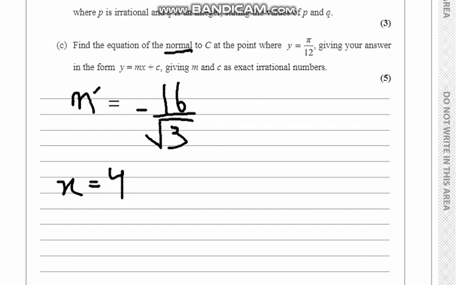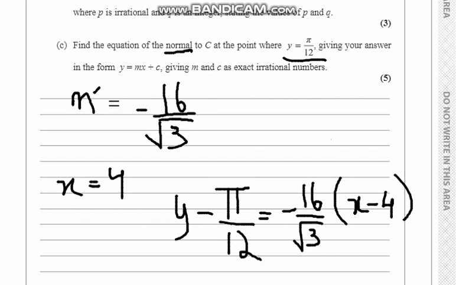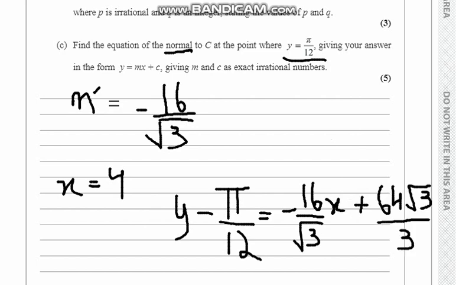So now we have to find the equation. So to find the equation, there's this formula, I'll write the formula here, there you go: y minus y naught equal to m into x minus x naught in brackets. We know that we have our x, we also have our y value, that's pi upon 12, and we have a gradient, so just plug it in. There you go, y minus pi upon 12 equal to minus 16 over root 3 into x minus 4. So our next step will be to simplify the brackets, just multiply minus 16 or the gradient with x and 4, and the result will be, there you go, y minus pi upon 12 equal to minus 16 upon root 3 x plus 64 root 3 upon 3.